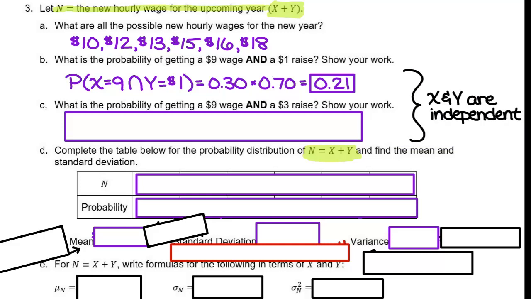So what's the probability of getting a $9 wage and a $3 raise? I want you guys to write this out with the probability notation down here. Show me what you're multiplying together and find the probability. Use your notation, show the multiplication, and write down your probability.